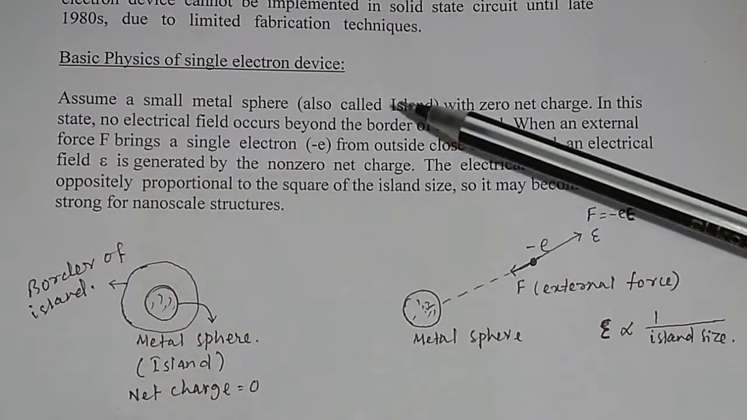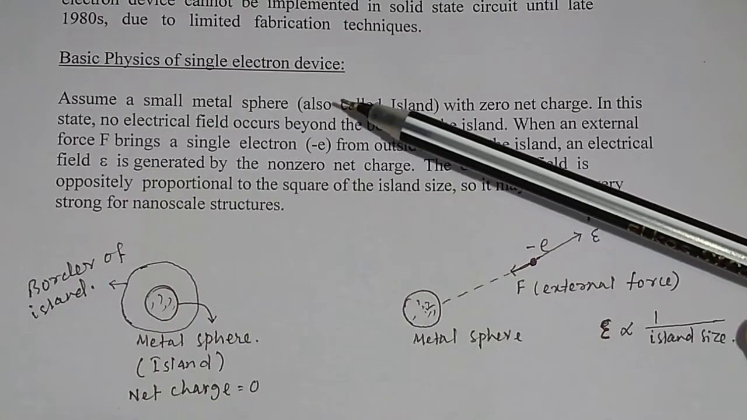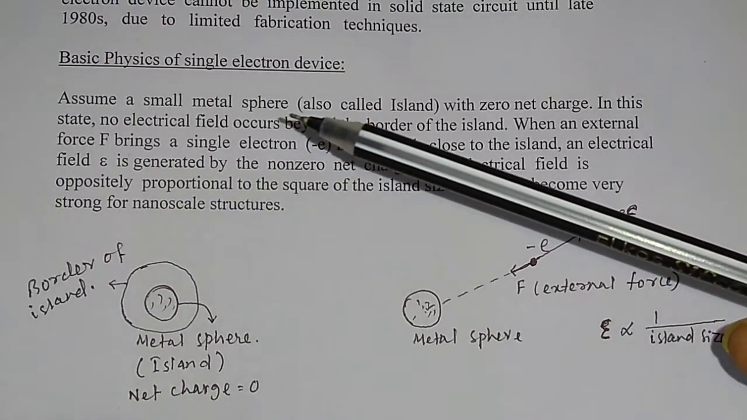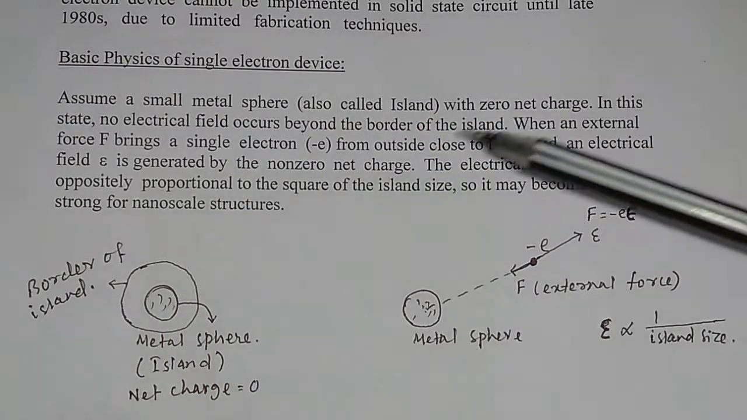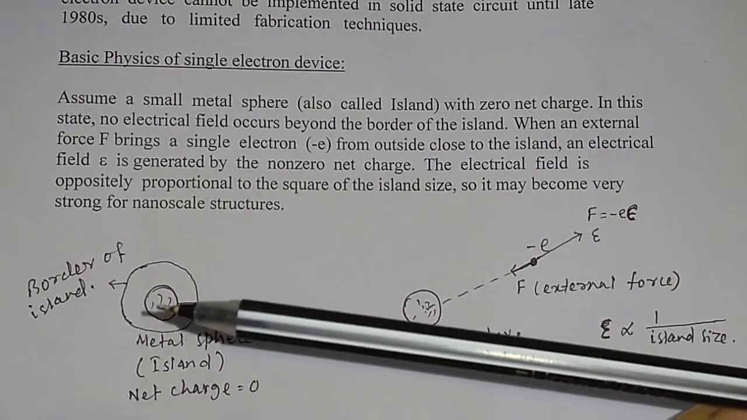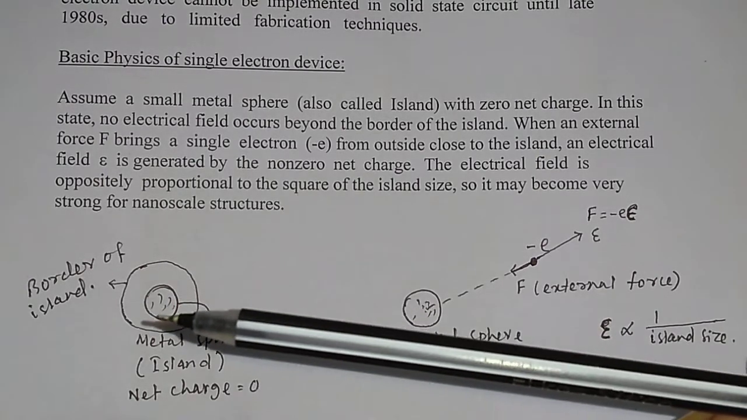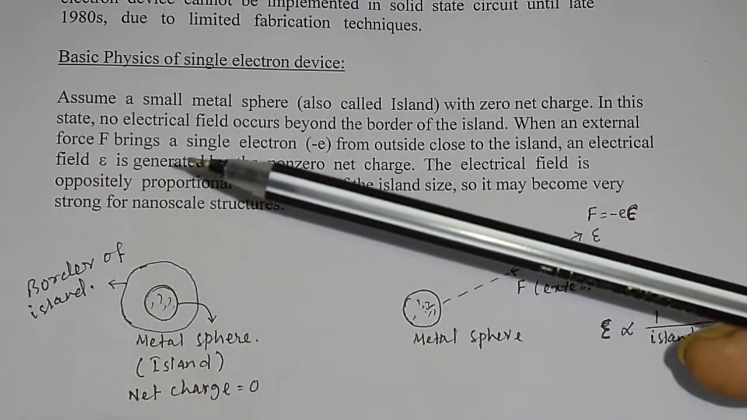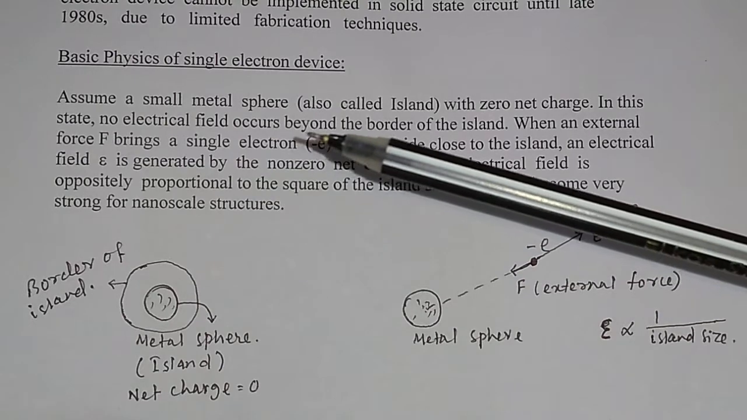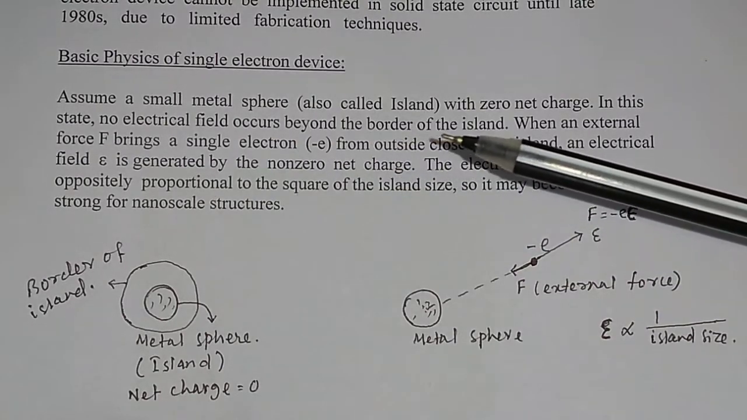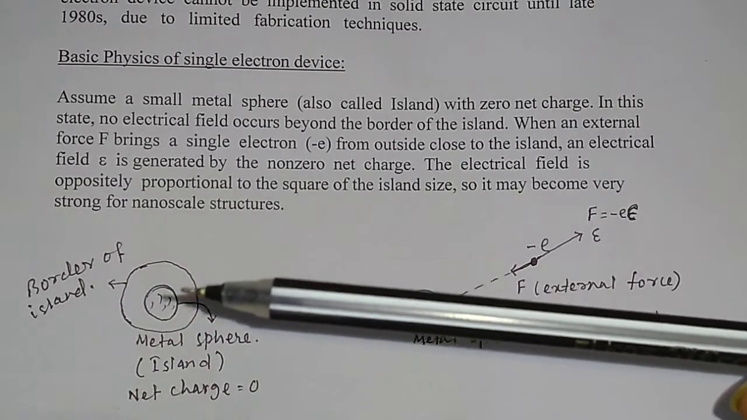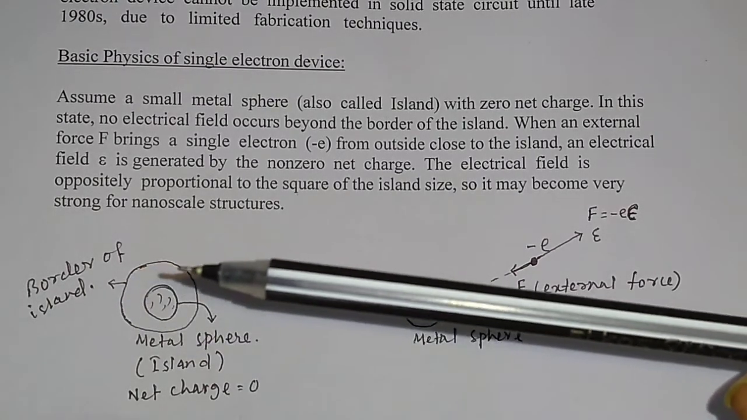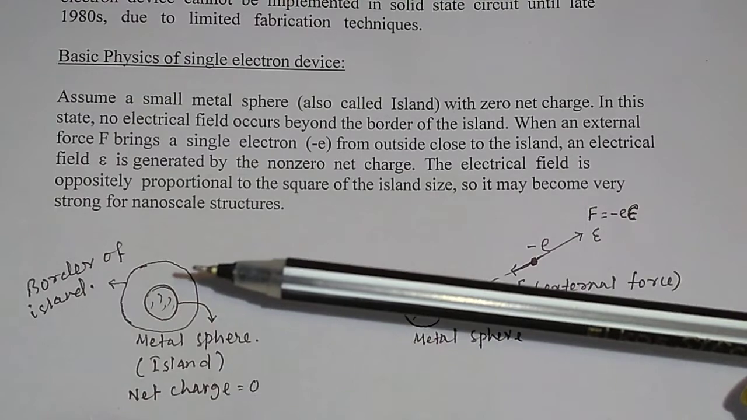What is the basic physics of a single electron device? Assume a small metal sphere, also called an island, with zero net charge. This is a metal sphere with zero net charge. In this state, no electrical field occurs beyond the border of the island. You see, this is the border of the island, and beyond this border there is no net electrical field.